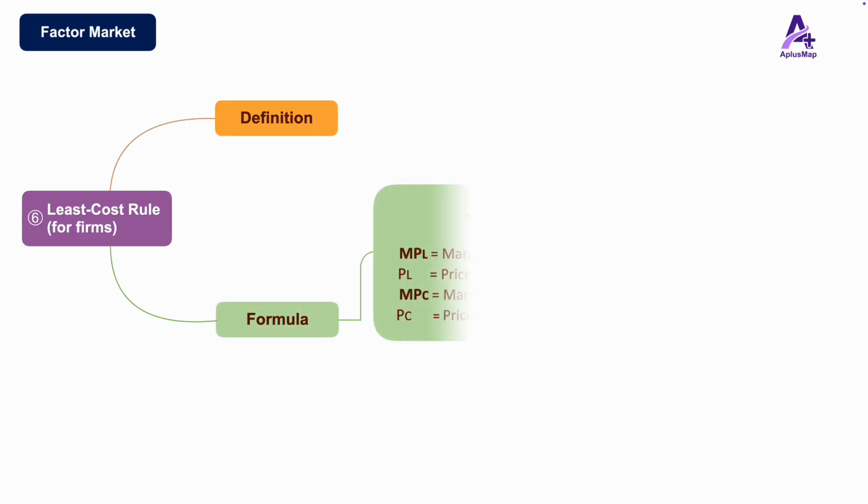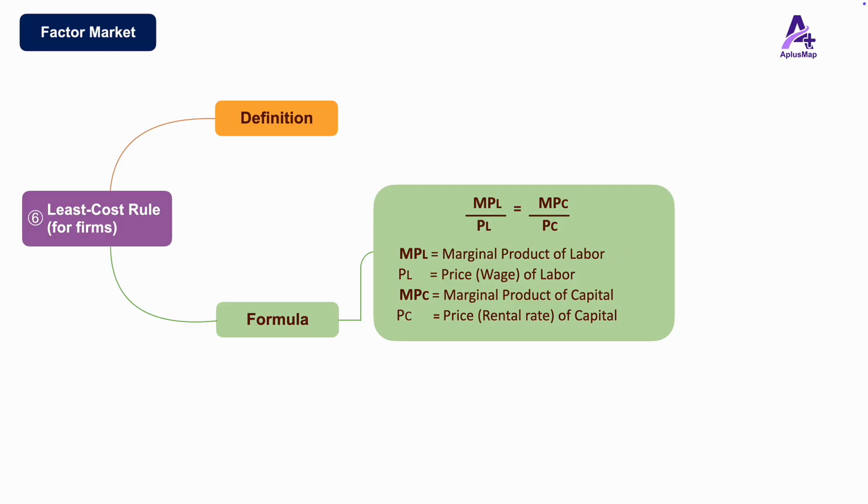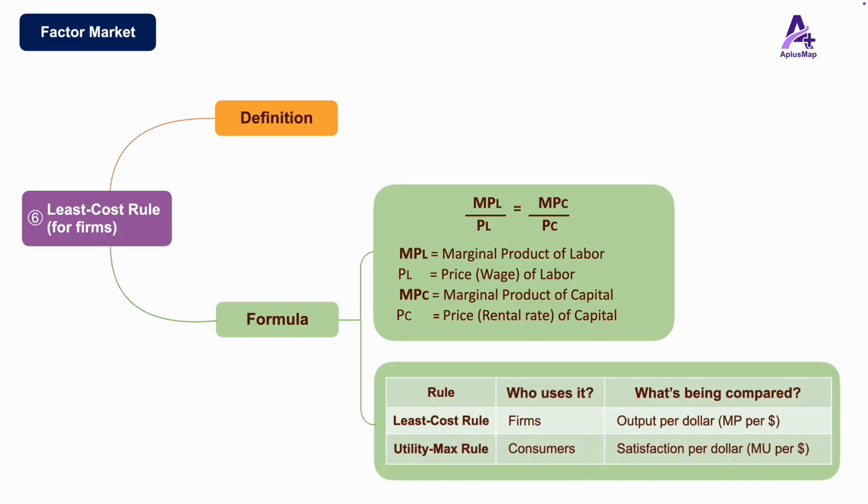The core idea, without getting deep into the formula, which might be less emphasized, is that the firm should adjust its mix of inputs until the marginal product per dollar spent is equal for all resources. So the extra output you get from the last dollar spent on labor should equal the extra output you get from the last dollar spent on capital. That's the essence of it.